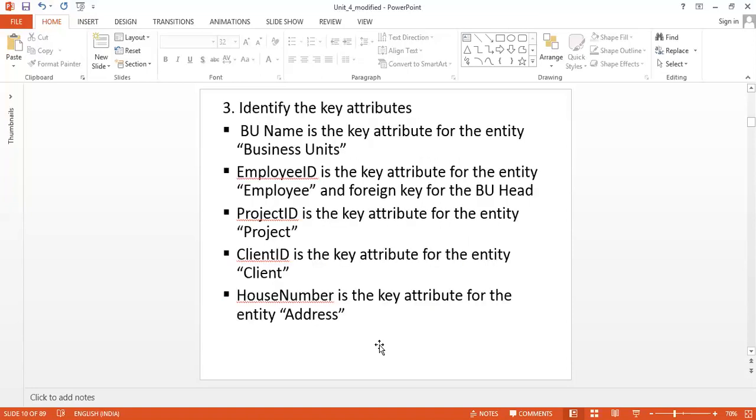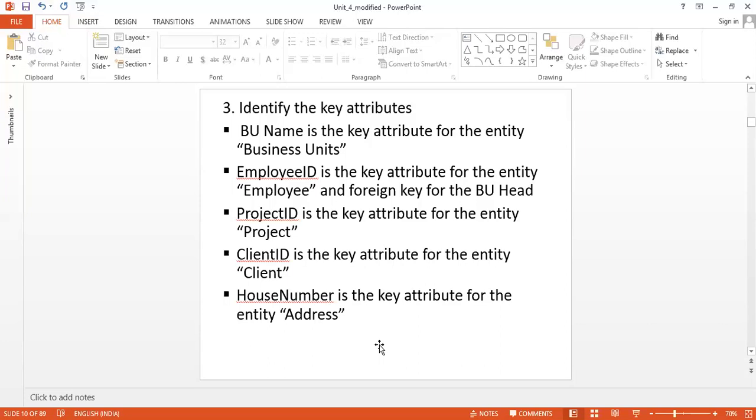A third step is identifying the key attributes. So if we talk about the business unit, here the key attribute is business units. When we talk about employees, employee ID is the key attribute. When we talk about the entity project, project ID is the key attribute, that is the primary key. For client, we have client ID as the primary key, and for the address, house number is the primary key. So primary key is the key that is unique. So here we are trying to identify all the key attributes of the entities.